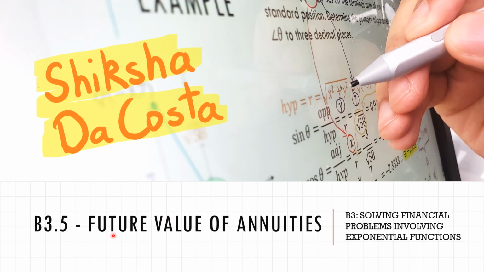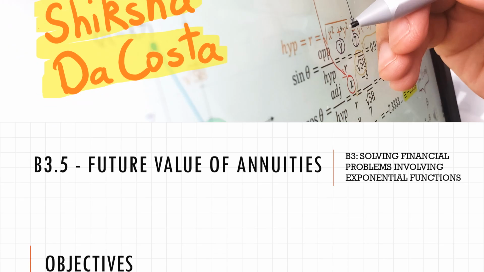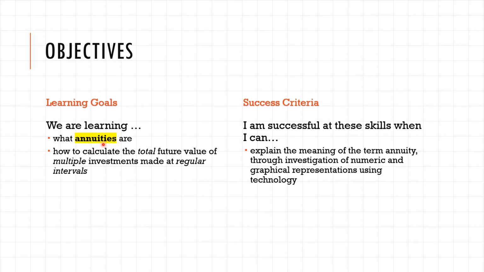Today we're going to look at something called the future value of an annuity. And this is part of solving financial problems that involve exponential functions. So today we're going to learn what an annuity actually is. Basically, we're going to figure out how to calculate the total future value of many investments, not just a single one, multiple investments, as long as they're made at regular intervals. By the end of this, you will be successful if you can explain the meaning of the term annuity by doing an investigation using numbers and graphical representations that use technology.